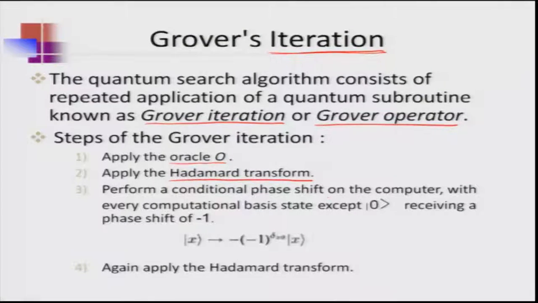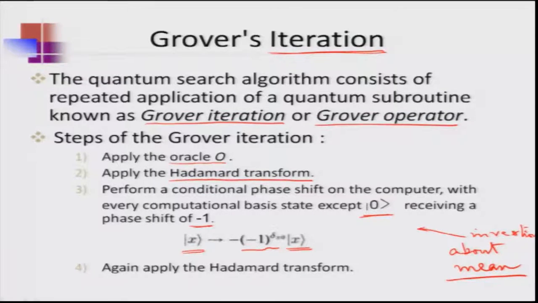Then we do a conditional phase shift on the computer, with every computational basis state except 0 receiving a phase shift of minus 1. That is how we take our data set from x to x with this particular functional dependence. This is essentially inversion about the mean. In essence, this conditional phase shift, where every computational basis state except 0 receives a phase shift, is almost like inversion about the mean of the entire data set. That is what we do, and then we again apply the Hadamard transform so that we get back to the data set as we had before and can understand what we have just done. So, these are the steps.